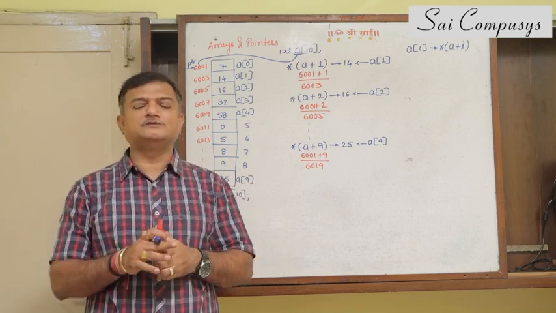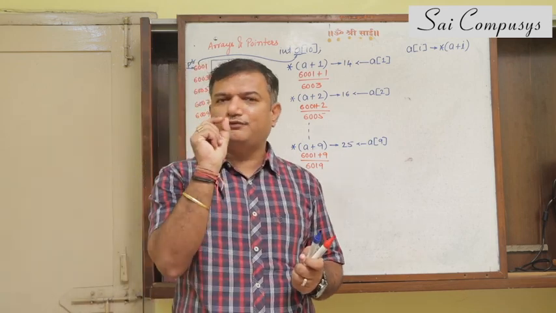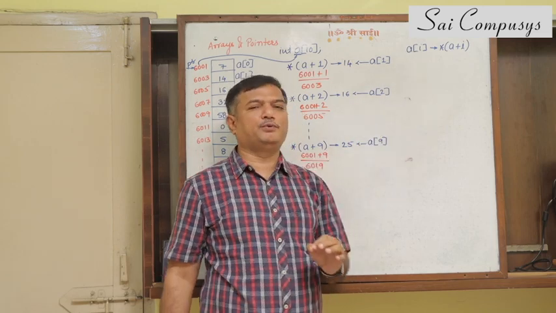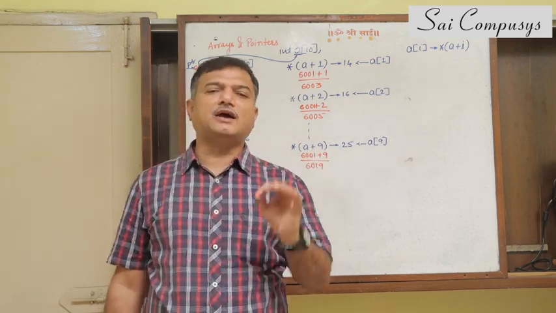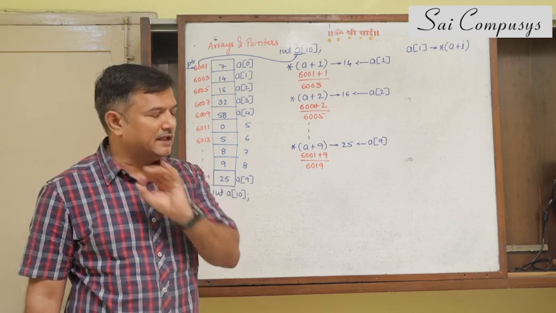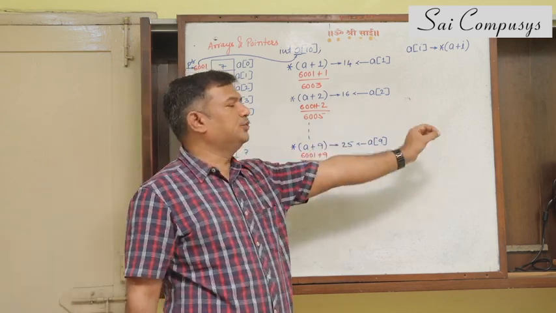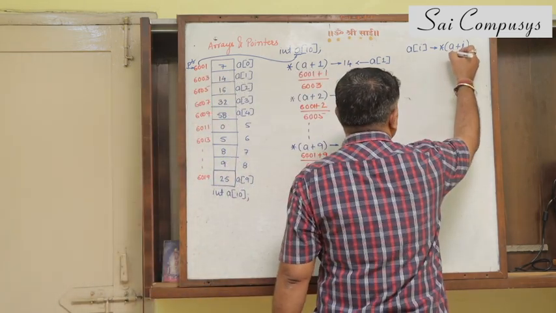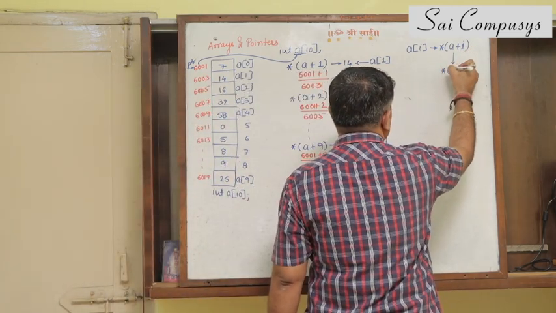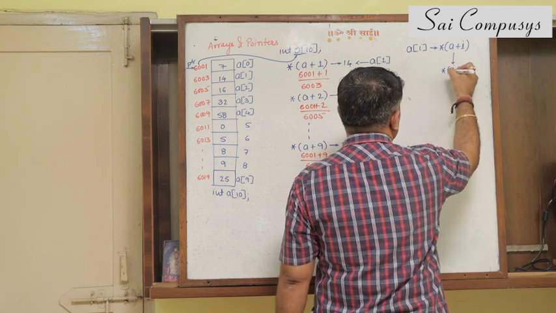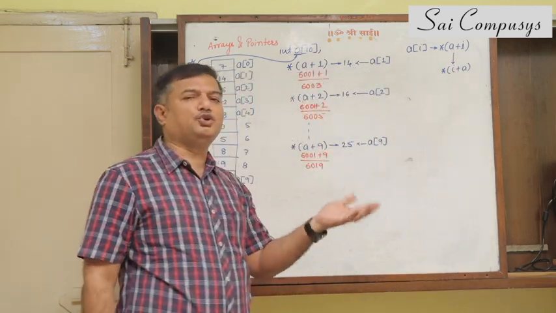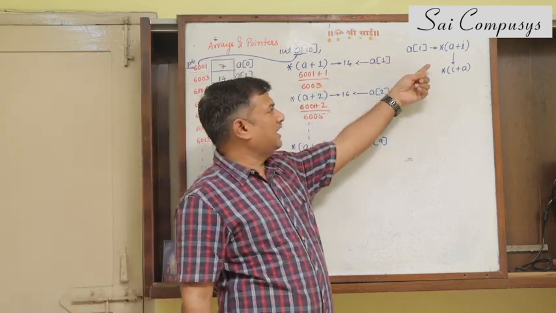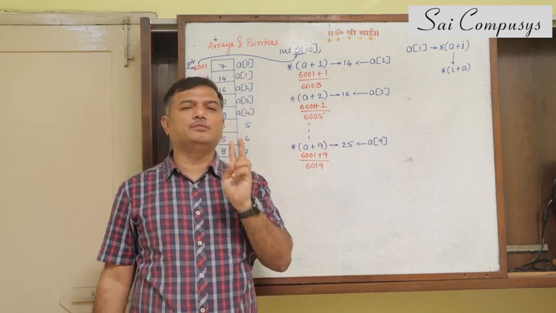We have seen a few programs where every time inside a loop I have written A of I for the element. Remember this fact for life. A of I, when you write in your program, internally it is converted into star A plus I. Secondly, star A plus I can also be written as star I plus A, because whether I write 2 plus 3 or 3 plus 2, it's going to get me the same thing. So similarly, star A plus I and star I plus A are going to get me the same thing.